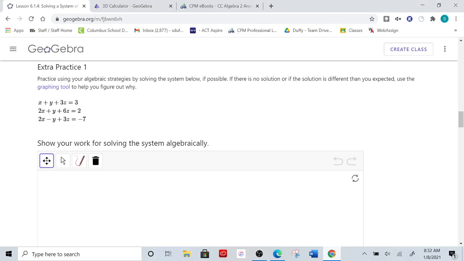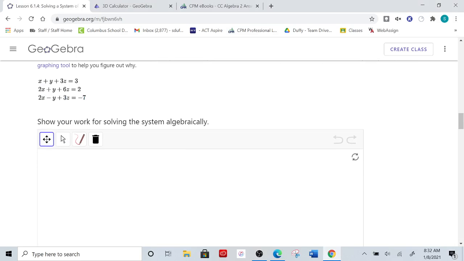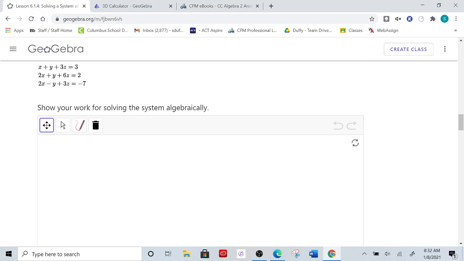So we're going to use the same steps that we used in the lesson here for this practice problem. Now we need to combine two different equations to eliminate a variable. What I see is that because the third equation has a negative y, and the first two have a positive y, I'm going to pair the first and the third, eliminate the y, and then I'm also going to pair the second and the third and eliminate y.